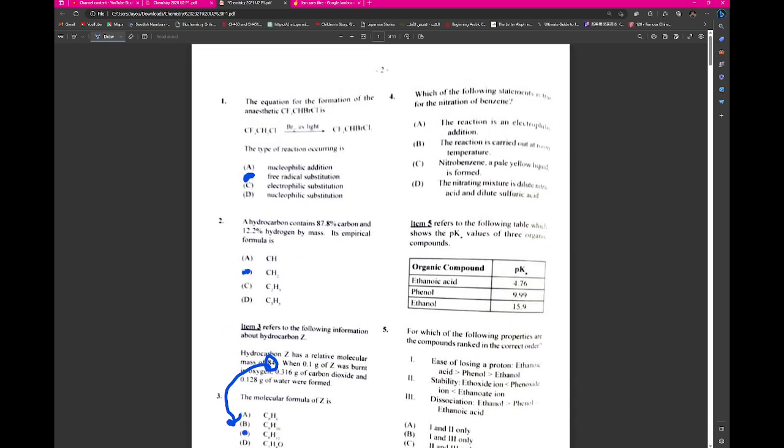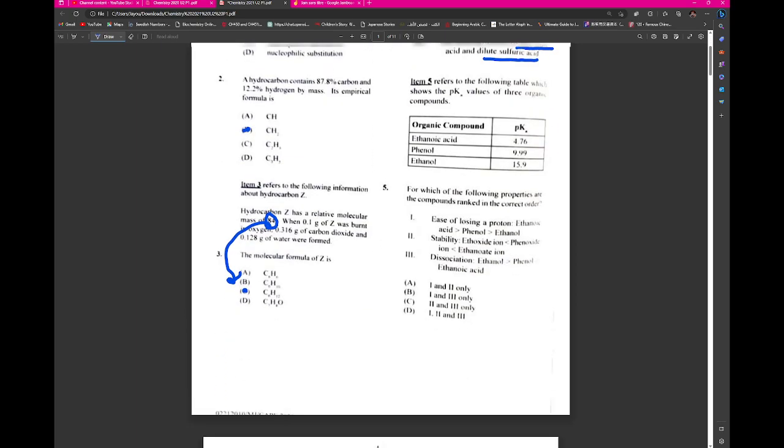4. Which of the following statements is true of the nitration of benzene? It's an electrophilic addition reaction, because we know that the nitronium component attaches to the benzene ring. Some people may be tempted to go to D, but this is dilute nitric acid and dilute sulfuric acid; it needs to be concentrated. Alright, so let's look at this now.